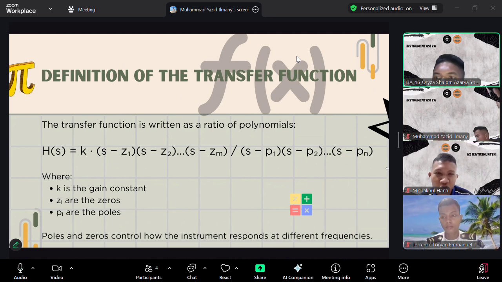Mathematical form of the transfer function. The transfer function is represented using poles, zeros, and a gain constant. This pole-zero formulation fully characterizes the frequency dependent behavior of the seismometer.